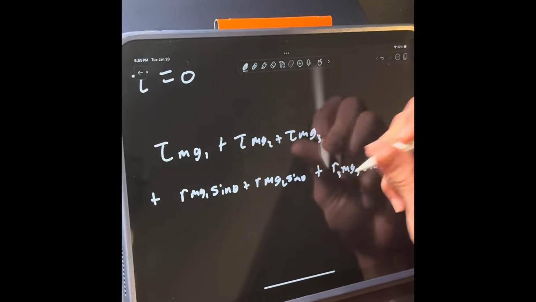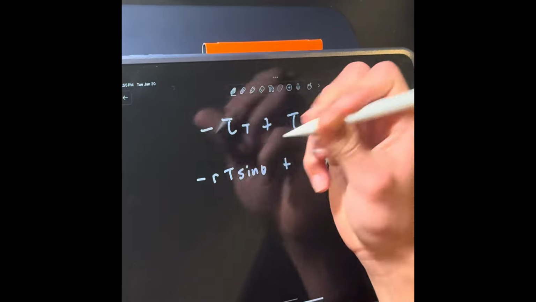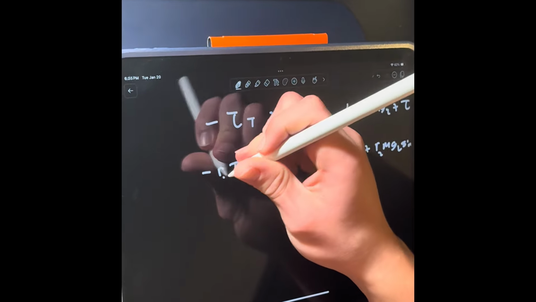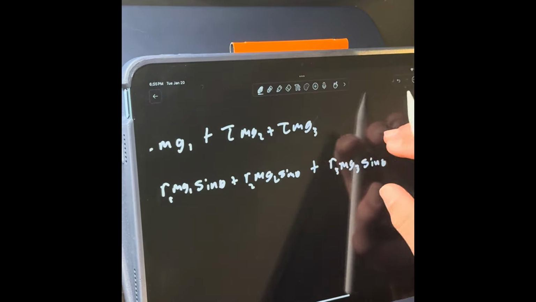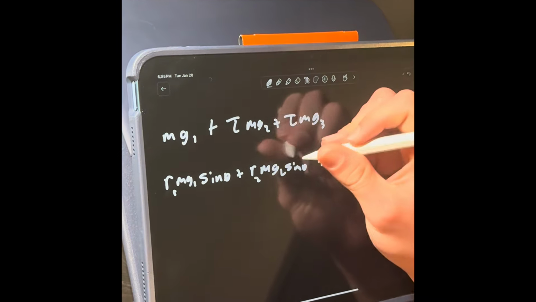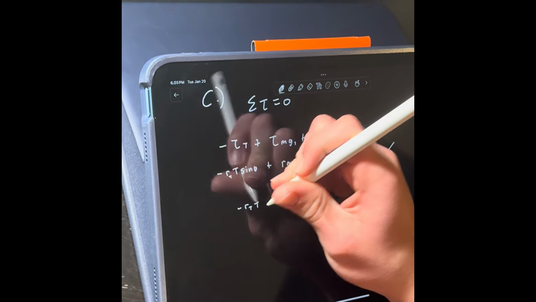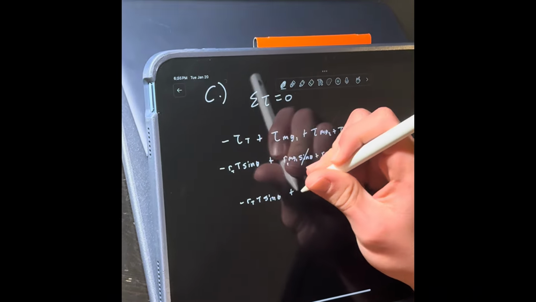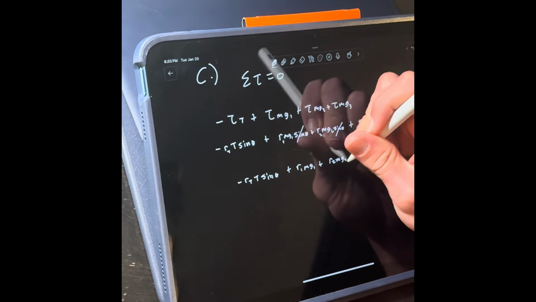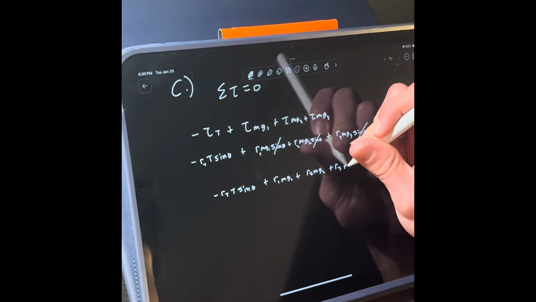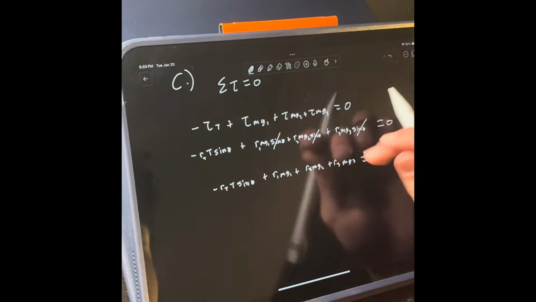Now I forgot to write, but I'm going to label each R since they're all different: R3, R2, R1, and the distance away for tension I'll write as RT. What we did before, we know that theta is 90, therefore sine is 1, so we can cancel it out. Now we get negative RT T sine theta, plus R1 mg1, plus R2 mg2, plus R3 mg3 equals 0. Forgot to write 0 on all of these, but all of this is equal to 0.